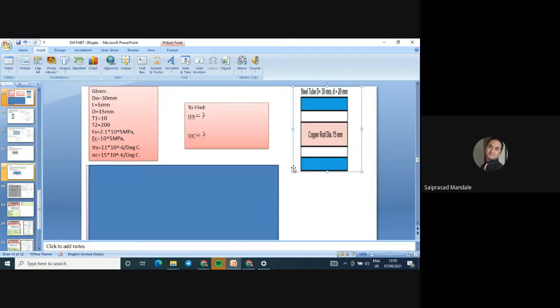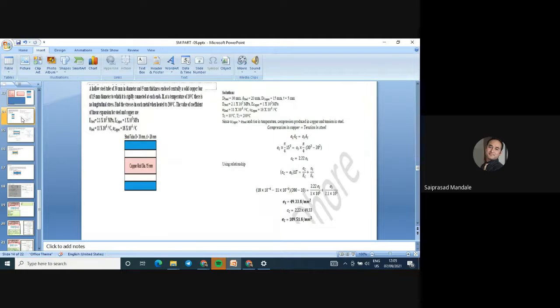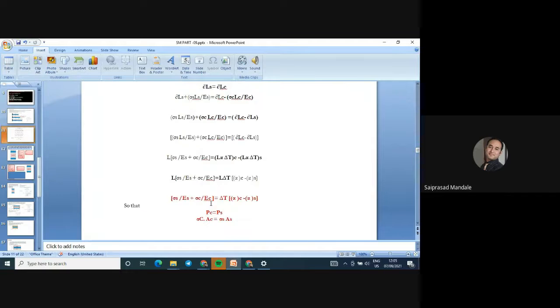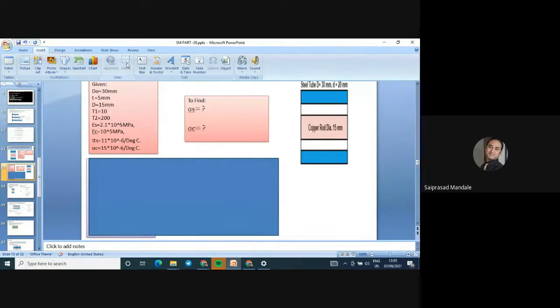Just now we have studied the case of parallel. The copper is connected in parallel with the steel. So what are the different formulas that we have studied? We have studied these formulas. Let us make use of them. I'm just making a copy of that formula and putting it somewhere else.